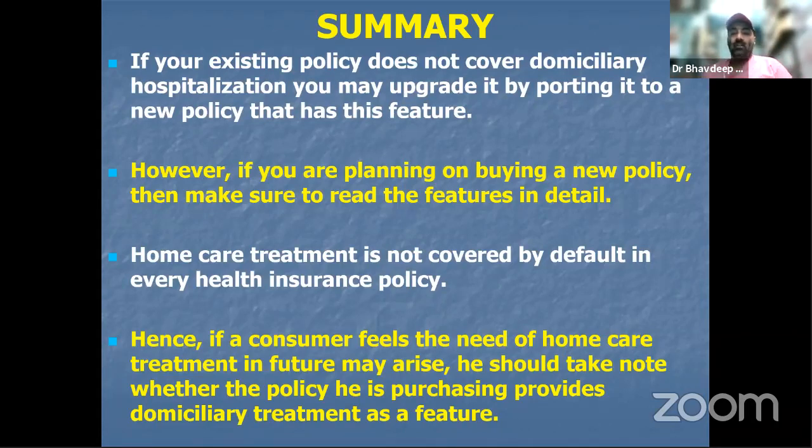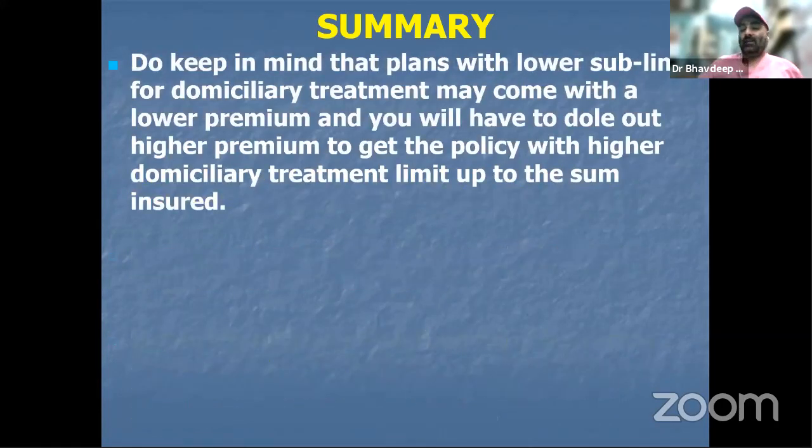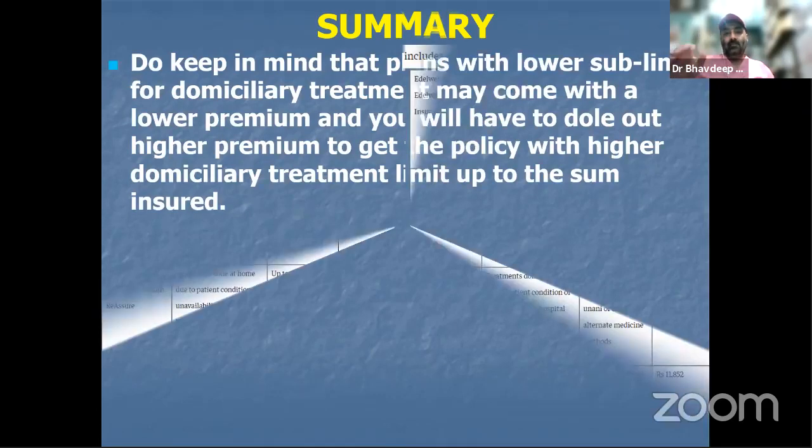So you need to make sure that it is there in your policy as well, because otherwise it is not a default thing. This is used as a differentiation factor. So don't treat it on your own. Have a recommendation from a doctor, then only will you be allowed a claim. And for a lower sublimit, or maybe a lower premium, you may have to go in for a higher sum insured, because there is a cap on the domiciliary limit by many companies.